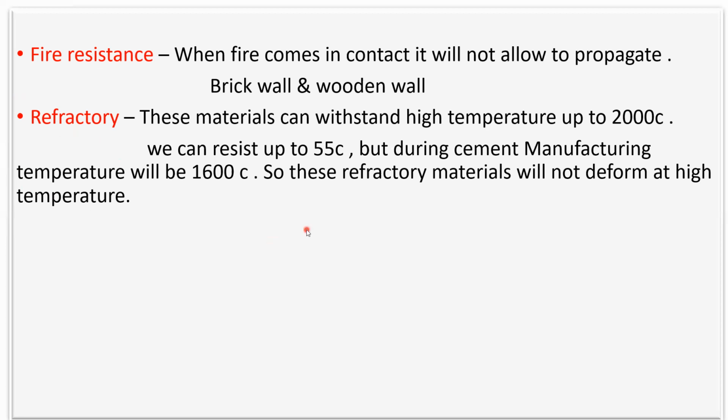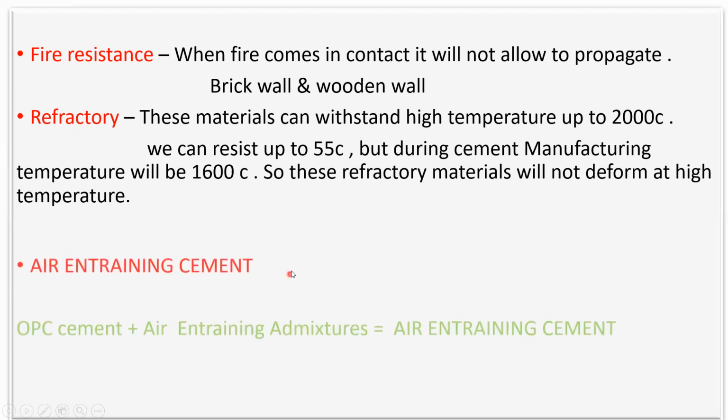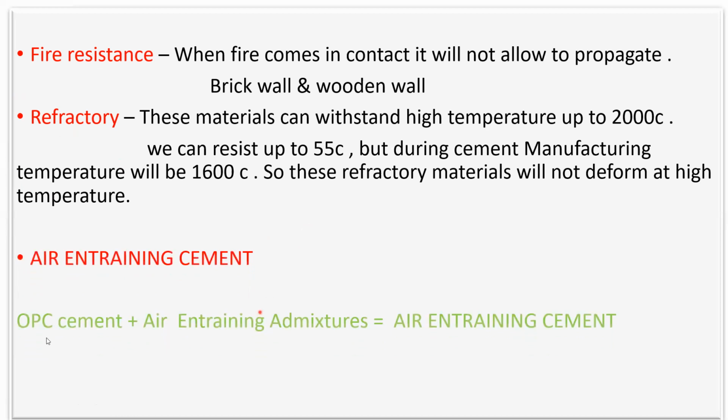Yeah. So the last cement we have is the air entraining cement. Whatever ordinary Portland cement you have, for that you need to put air entraining admixtures. When we take up the concrete chapter, we'll see what air entraining admixtures are and all. But as of now, our point of discussion will be that air entraining cement is the one which is prepared by making use of OPC cement along with the air entraining admixtures, right?